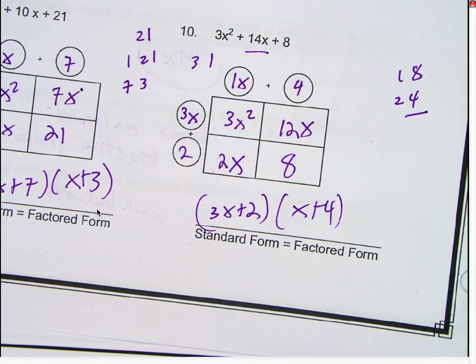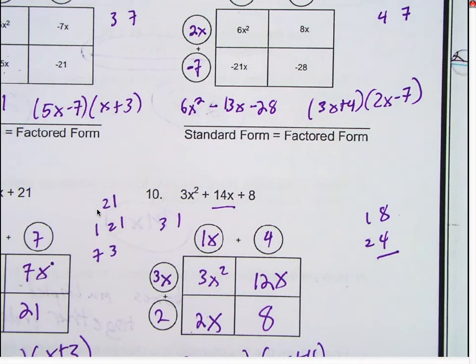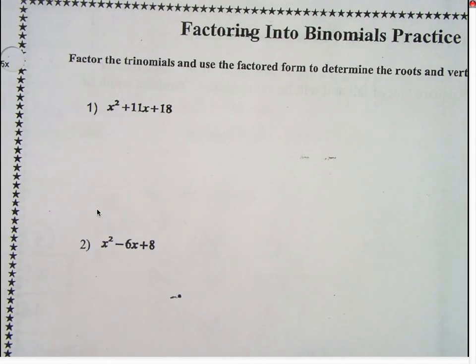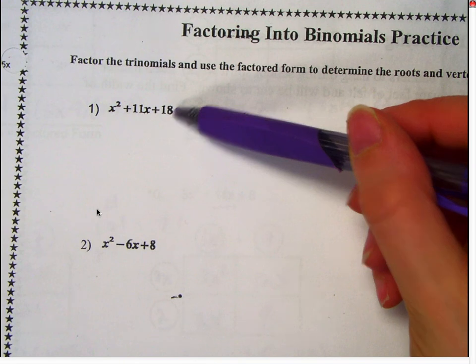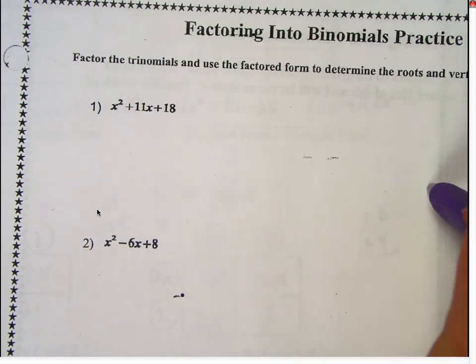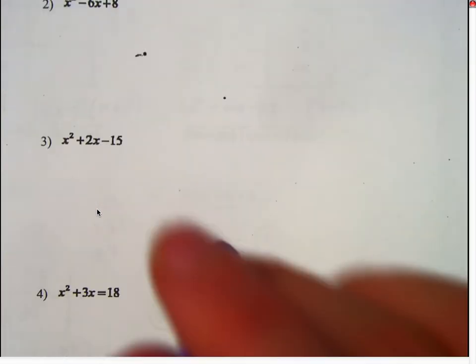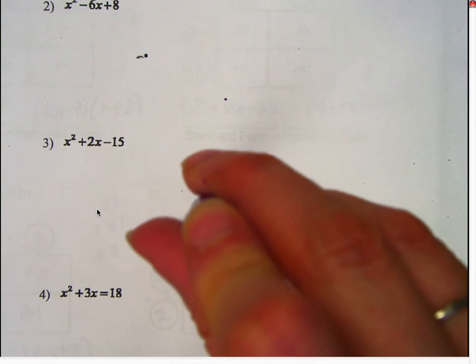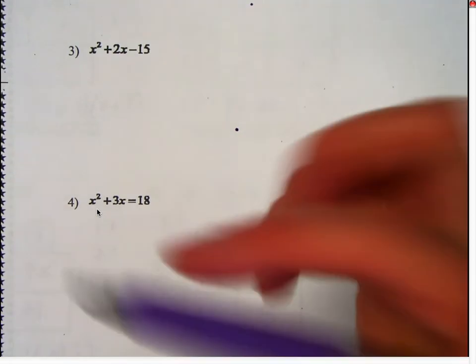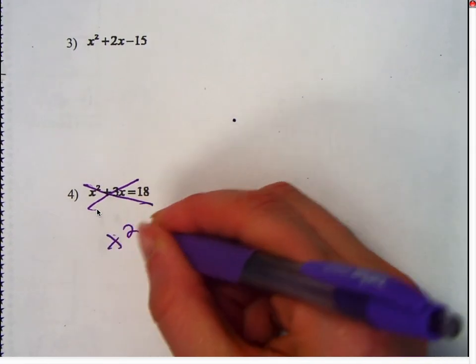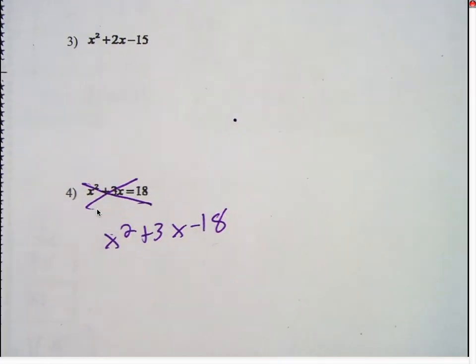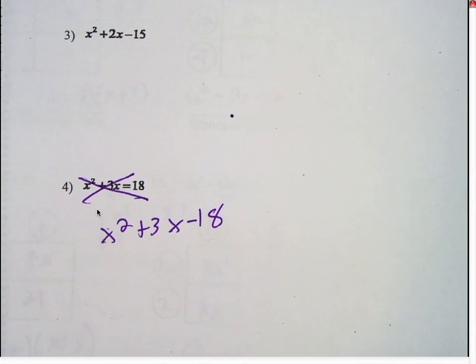Feeling okay about this? All right. I want you to complete in class these 5 things, okay? I didn't put any numbers in front. Number 1, x squared plus 11x plus 18. You can make the box if you want. You can FOIL if you want. You're going to factor number 2, x squared minus 6x plus 8. Number 3, x squared plus 2x minus 15. Number 4, except we're going to change number 4, yay: x squared plus 3x minus 18. So you're going to factor number 4.